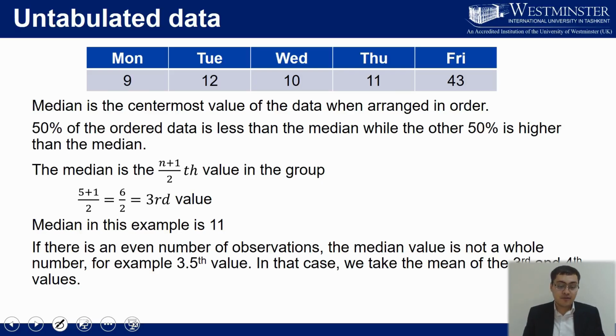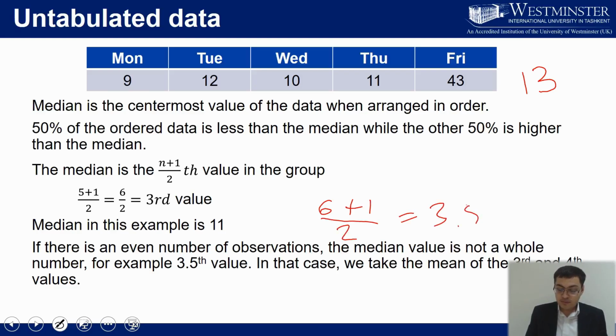Now, if you have an even number of observations, let's say 6, so let's put in another number here. So it took them 13 minutes the next day to get there. Now, the median value is not going to be a whole number. So in this case, it's going to be 6 plus 1 divided by 2. That will give us 3.5 as the number that needs to be selected.